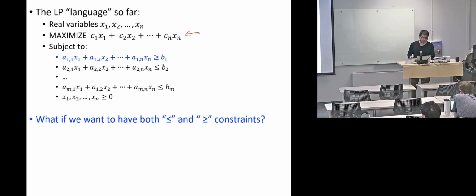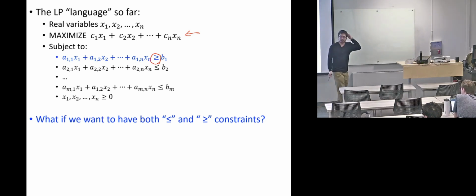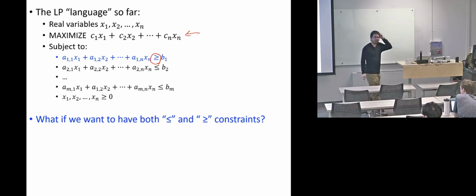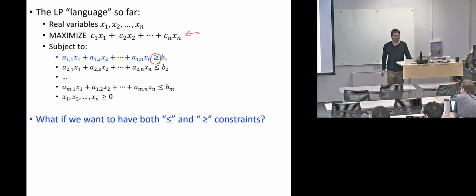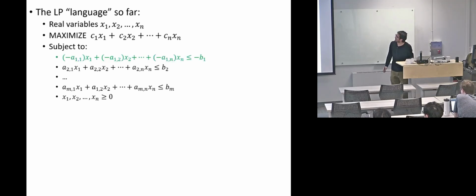But what if this constraint, I want to get at least instead of at most. Like it used to be at most, I want at least. What to do? Yeah. Multiply by -1. Again. Yeah. Just multiply by -1 again. And now it's in the standard form.